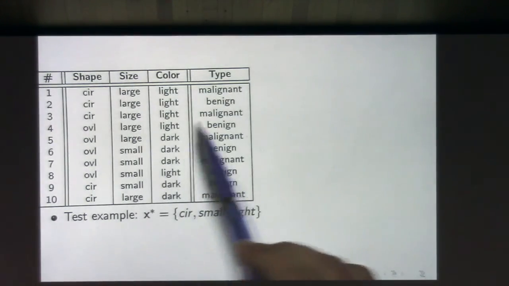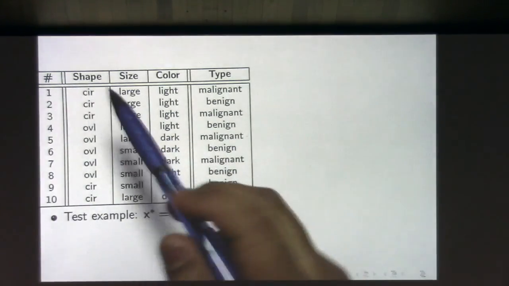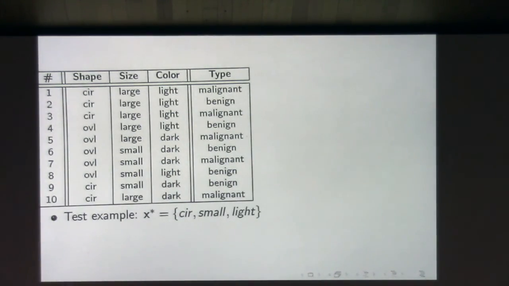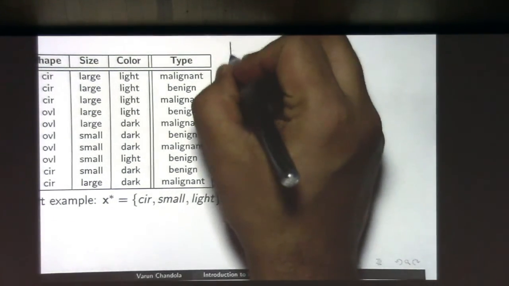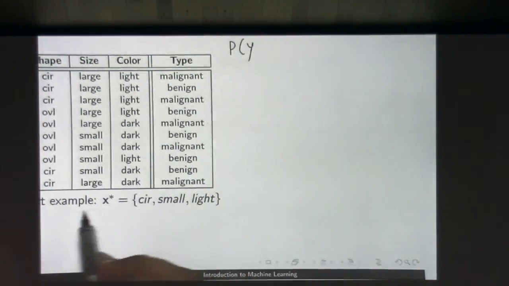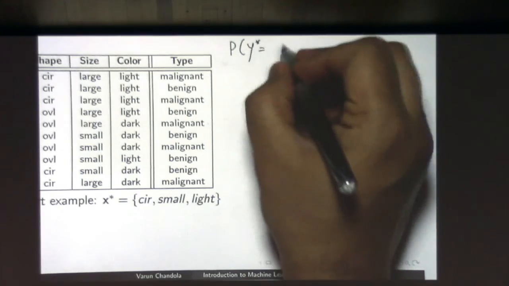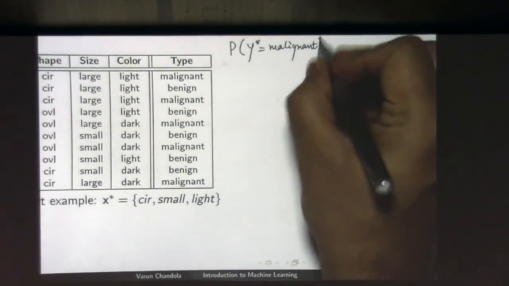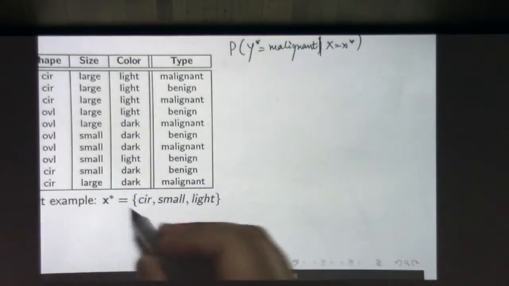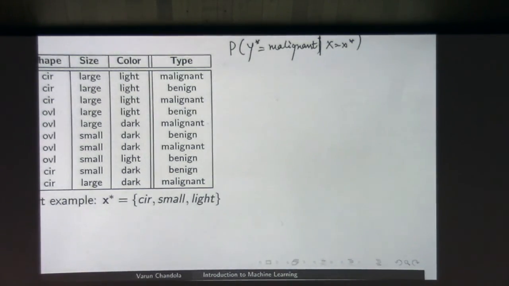Now, since all of these are binary, we can individually model them as Bernoulli distributions, which is coin tosses, right? However, if you remember our discussion on classifiers, what we want is, if I give you a new test example x star, I want to find the probability of y, which is the output, to be malignant given x is x star, and then the probability of y equal to benign given x is x star, and whichever is higher, that's the predicted class, right?